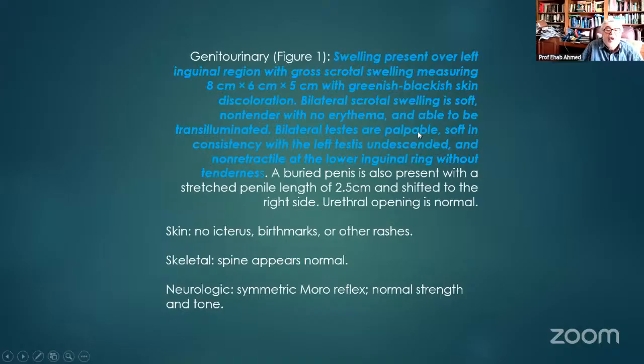Okay. As we are going to see in the figure, there is a swelling present over the left inguinal region with gross scrotal swelling measuring 8 by 6 by 5, greenish black skin discoloration. Bilateral scrotal swelling is soft, non-tender, with no erythema and able to be transilluminated.